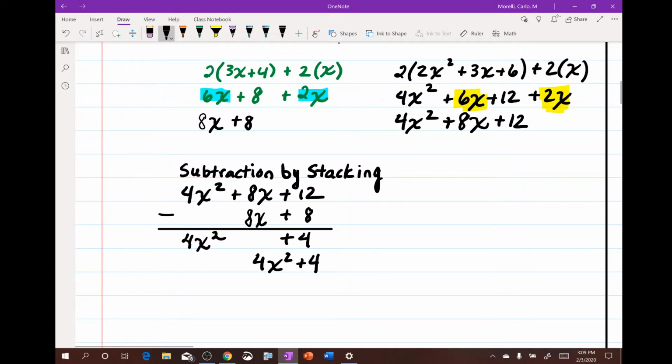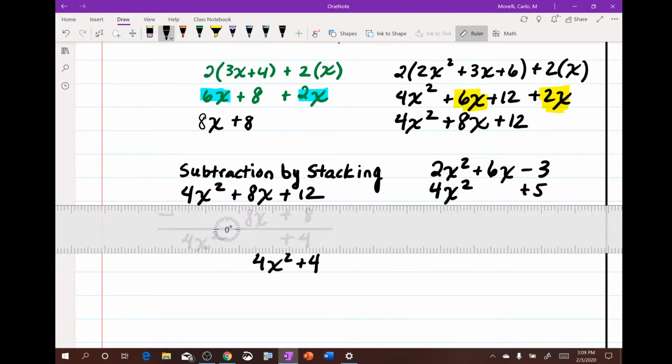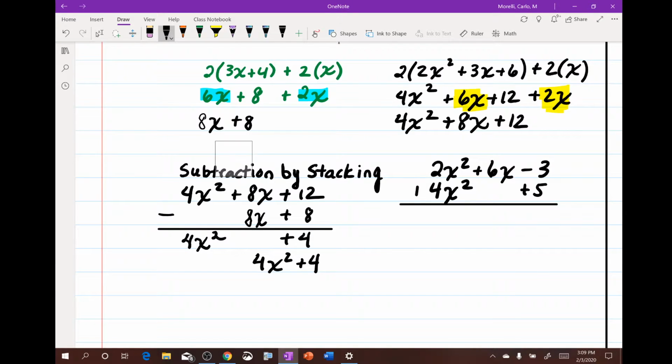What if you had this issue? 2x squared plus 6x minus 3. And over here you had 4x squared plus 5. And let's say you were asked to add these two things together. What would you do? What do you think the answer would be? You're going to add these together now.